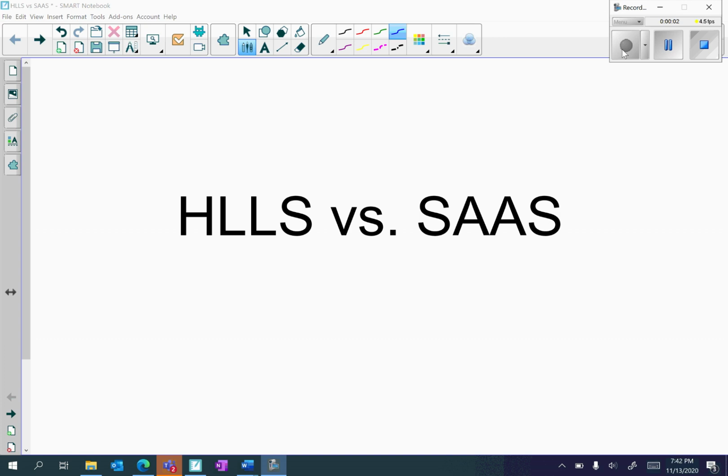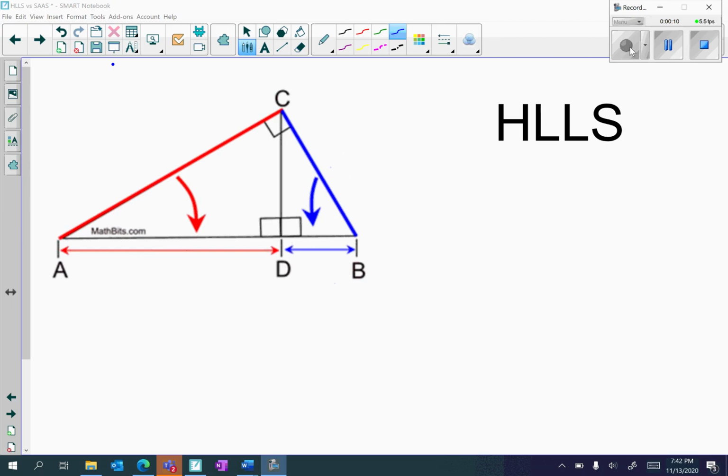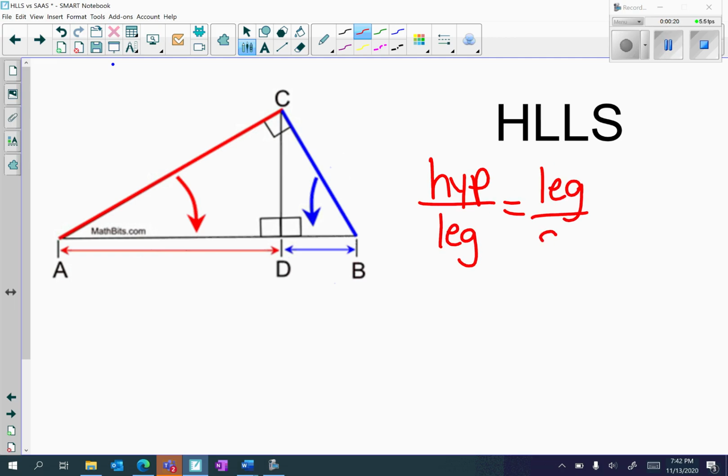Hi everyone, in this video we are going to be discussing the differences between Hill's and SAAS proportions. For Hill's, we have hypotenuse over leg is equal to leg over side.